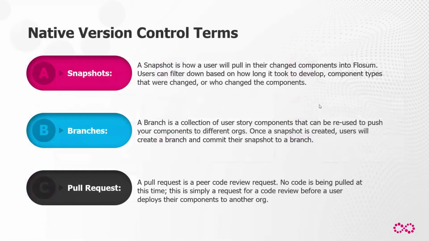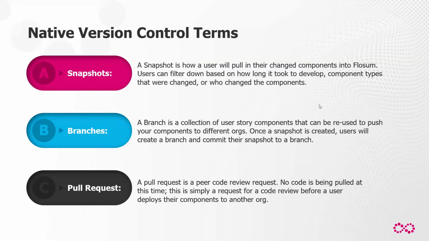So I want to talk about some of the things which throw some people off. So just a quick touch base on some of the terms. I want to talk about what are snapshots, what are branches, and what is a pull request. Snapshots is basically a way to pull changes from your development sandbox into Flosum. So whenever you're making a change to a development sandbox, we can pull that in using snapshots. You can either do it on an on-demand basis, or you can do it on a scheduled basis. It's your choice, but that is what a snapshot does.